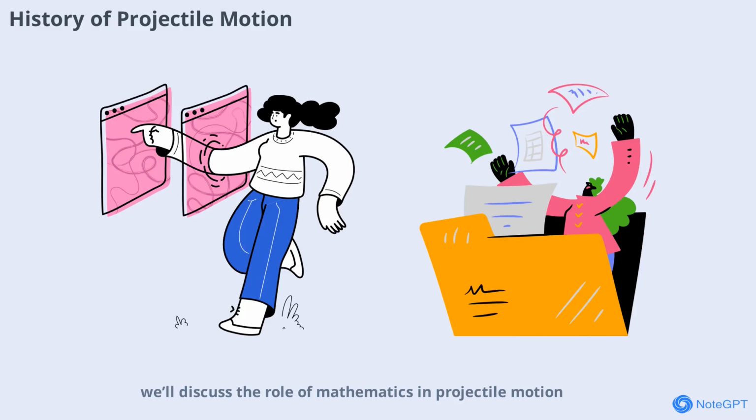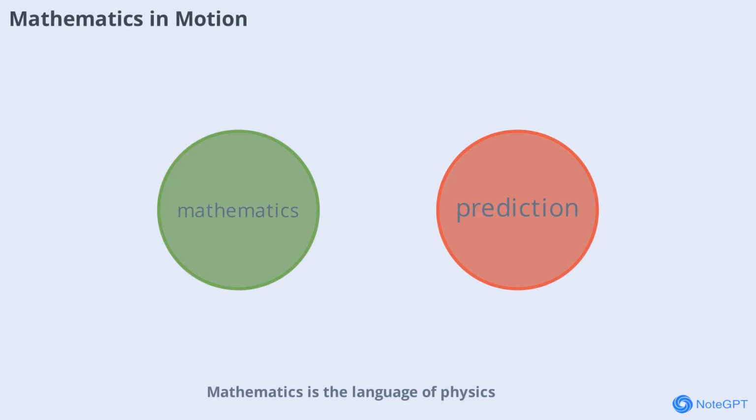Next, we'll discuss the role of mathematics in projectile motion. Mathematics is the language of physics, and it plays a crucial role in describing projectile motion. Equations allow us to predict outcomes, optimize designs, and solve real-world problems. By mastering the math behind projectile motion, you gain powerful tools for science and engineering.